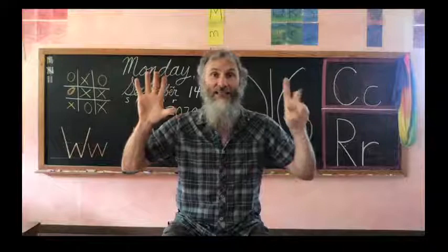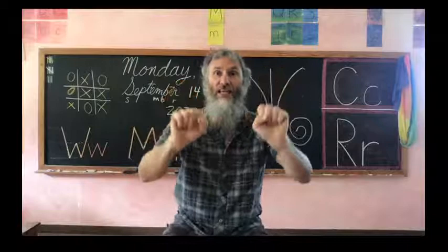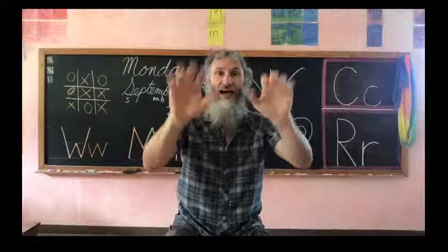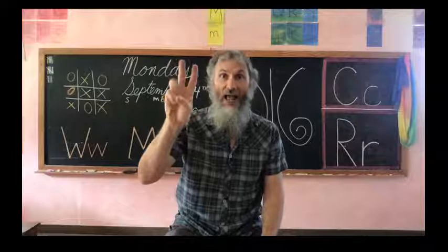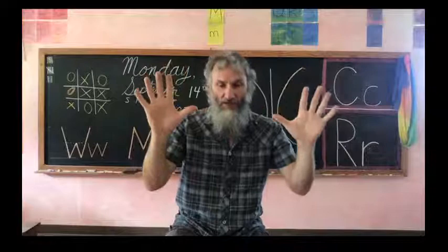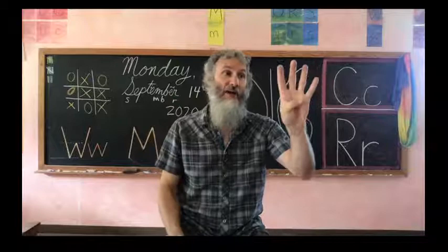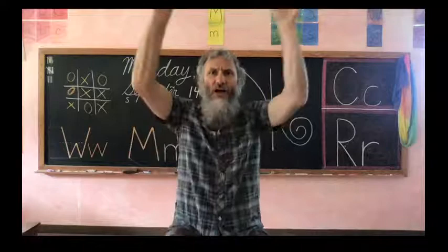All right, by tens. 10, 20, 30, 40, 50, 60, 70, 80, 90, 100. That was 10 tens. Let's count them. 10, 20, 30, 40, 50, 60, 70, 80, 90, 100. We can count backwards from 10 if we're good. 10, 9, 8, 7, 6, 5, 4, 3, 2, 1, blast off!